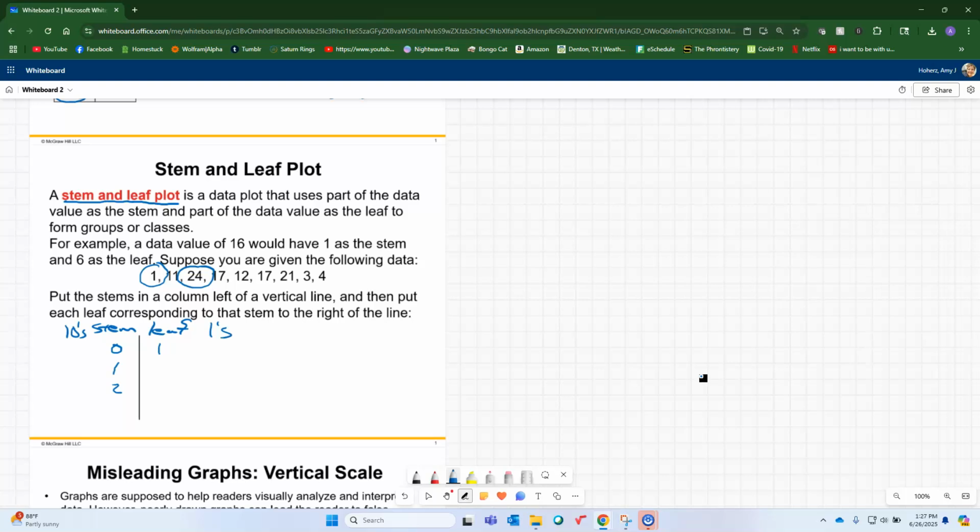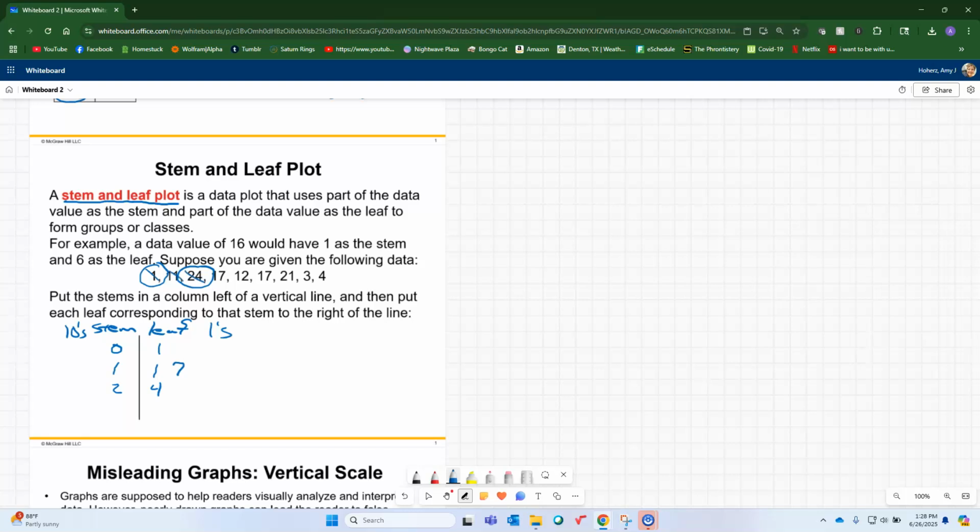Now you can do this with larger numbers or smaller numbers. For instance, you could have the stem be a whole number and the leaf be the tenths. But very often the stem is 10s and the leaf is 1s. Okay, so we have the 1, and then the 11 would be plotted here. So 1, 1 for 11. 24 would be here, 2 for the tens place, 4 for the leaf. 17 would be here, in the row with the 1, so 1, 7.